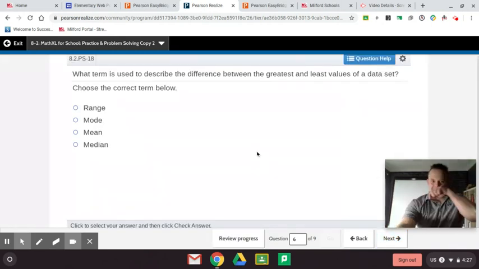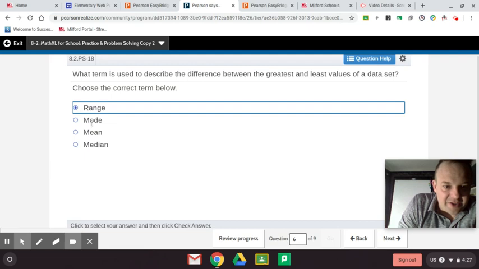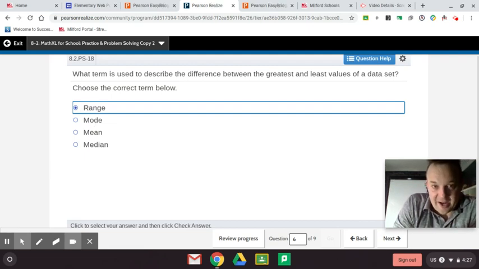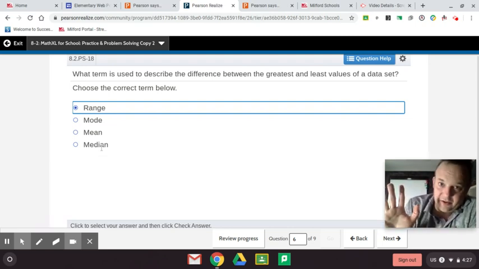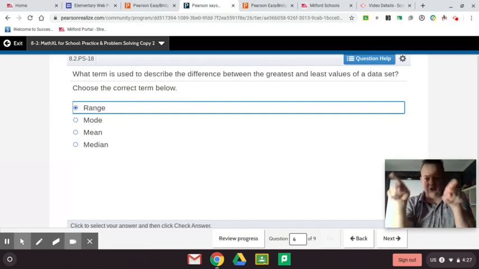What term is used to describe the difference between the greatest and least values of a data set? Well, the maximum minus the minimum is the range. And for completion's sake, the mode is the number that occurs most often. The mean is when you add them all up and divide by however many there are. And the median is when you put the numbers all in order and find the middle one.